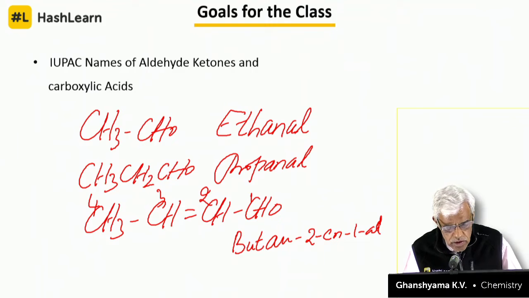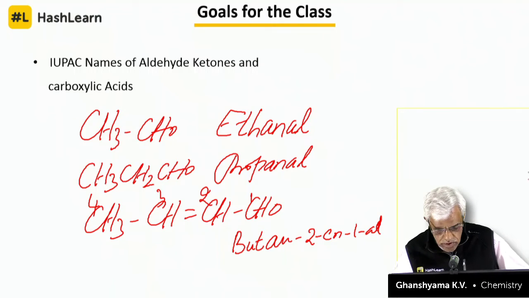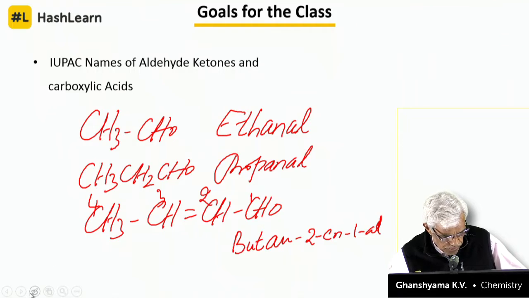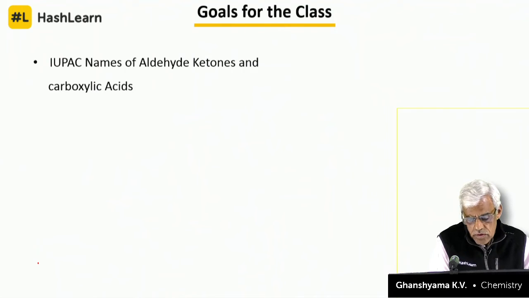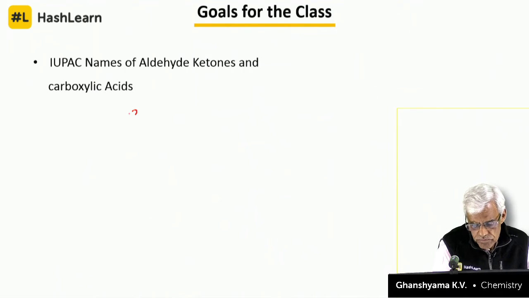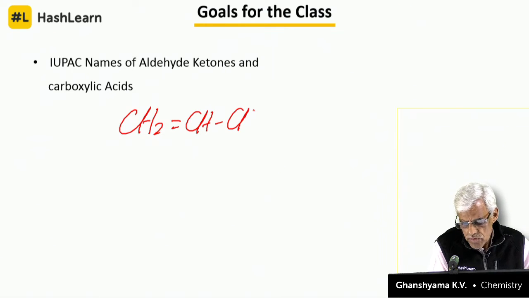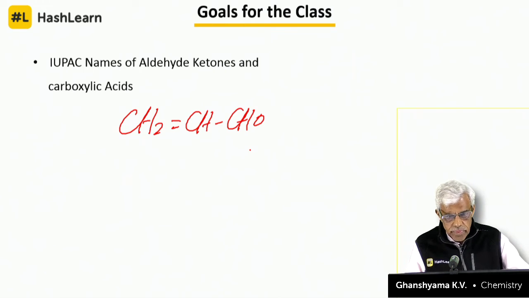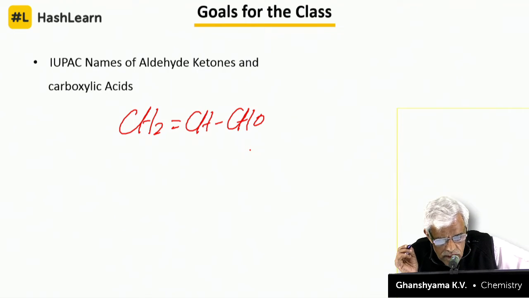Now if you have compounds like this, CH2=CH-CHO. What is the name of the aldehyde having 13 carbon atoms in a straight chain?